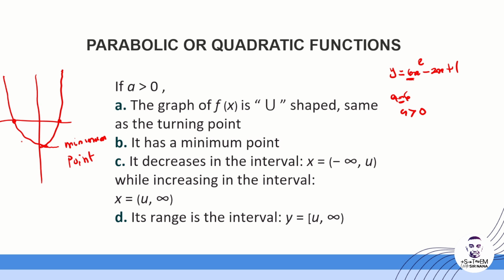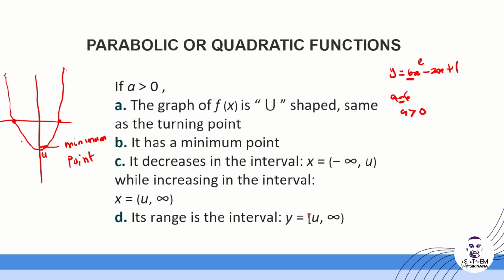In this case, you realize that it decreases in the interval from negative infinity to u. From the negative side of x, it begins to decrease up to u. And then it increases from u to positive infinity. It has a range y from u inclusive to positive infinity.